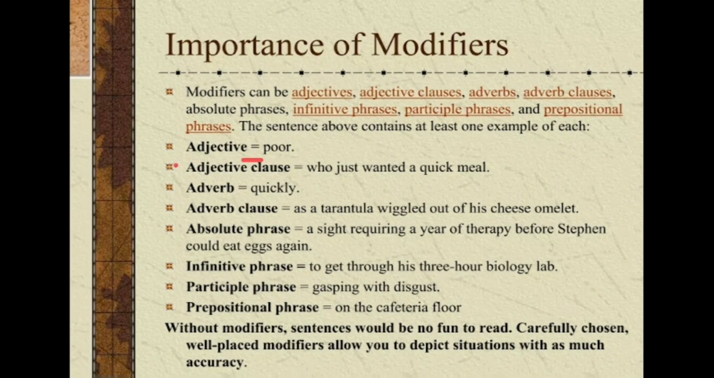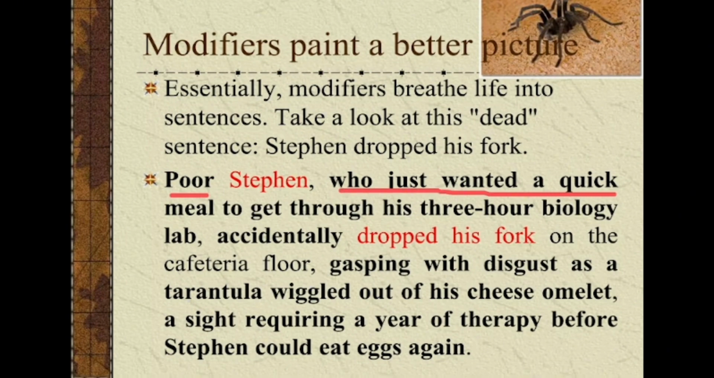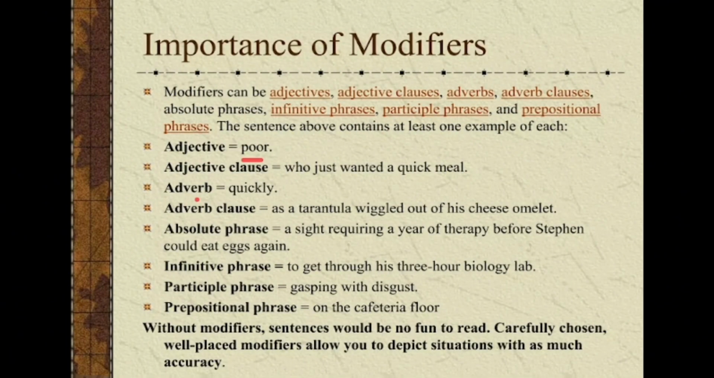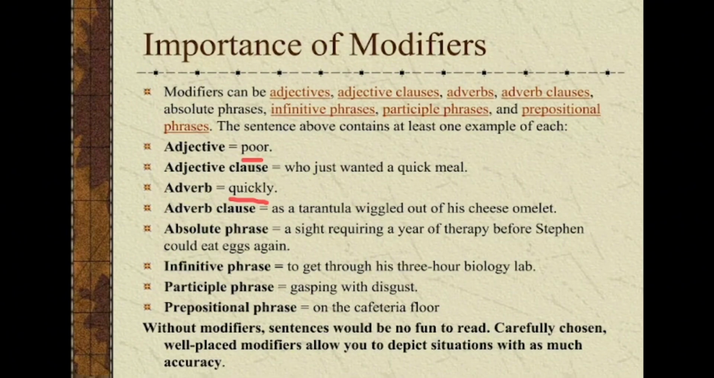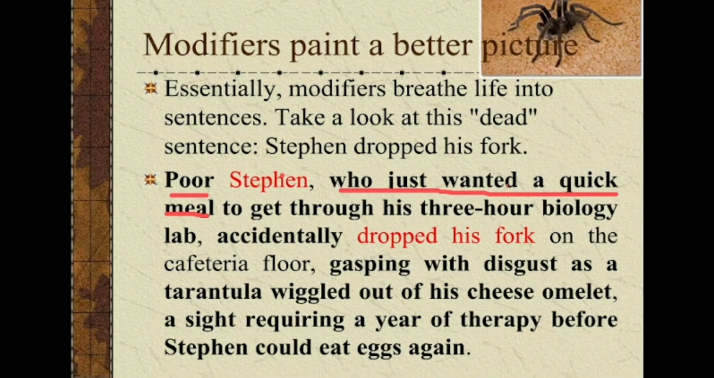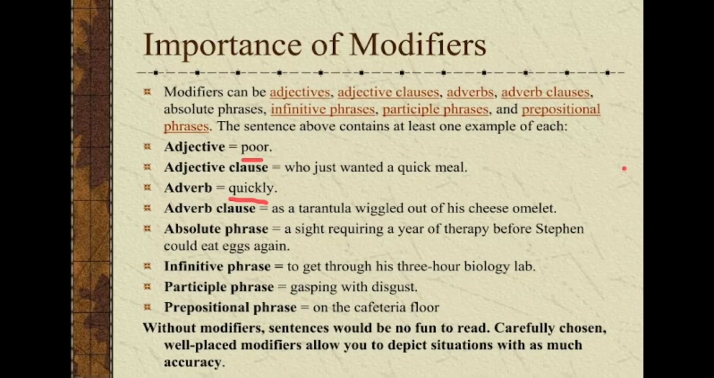Then, who just wanted a quick meal? Poor Stephen, who, referring to Stephen, who just wanted a quick meal. So it is an adjective clause. Then adverb. Which word is it referring to? Quickly. I cannot find exactly what quickly refers to, but I think they are referring to this word. Then the adverb clause: as a tarantula wiggled out of his cheese omelette.